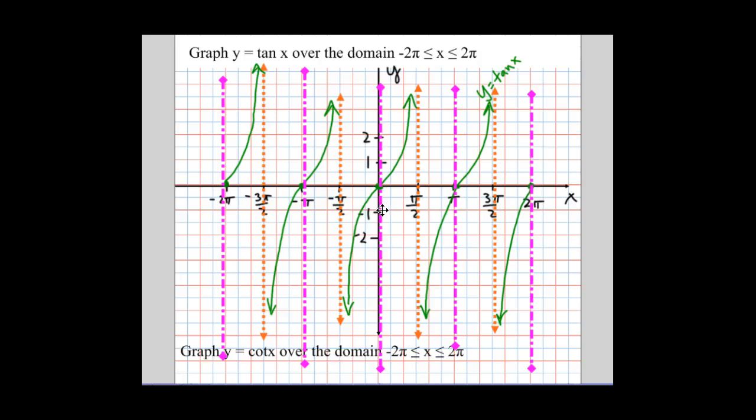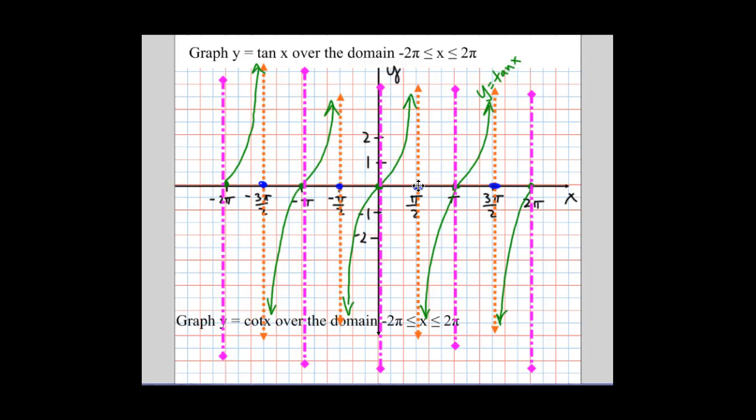Now the next thing to think about is some points on the cotangent graph. So those would be points where the tangent graph is undefined, like right here, right here. That's where the cotangent graph is going to have a 0. Let's plot all those points. So those are those blue dots there.